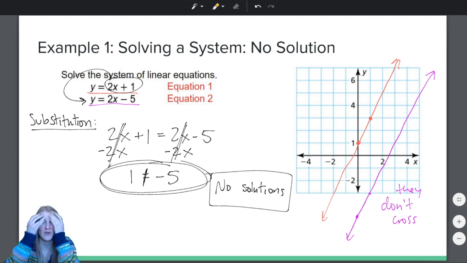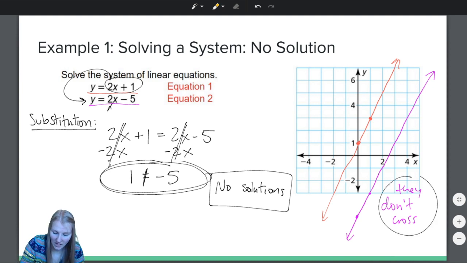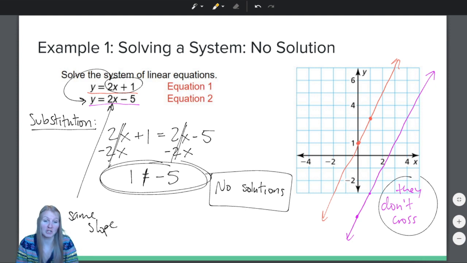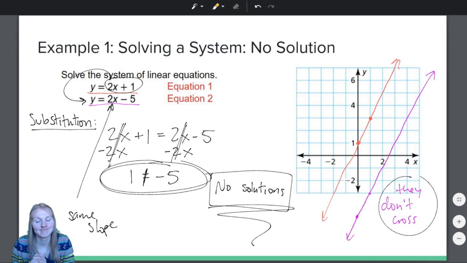So it doesn't matter how you want to do this. You can see that they don't cross. You can see that they have the same slope. Or you can do substitution or elimination. No matter what method you use, you're going to find that there are no solutions.